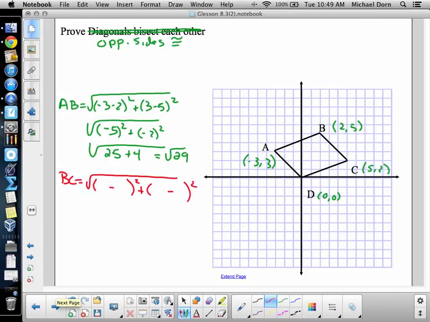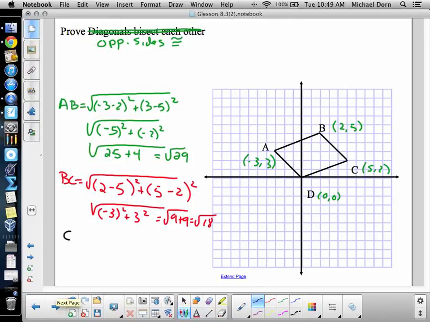For BC, my x's are 2 and 5. My y's are 5 and 2. That's negative 3 squared plus 3 squared, the square root of 9 plus 9, or the square root of 18. I don't need to simplify that because we're just going to find the other one anyway. It's the square root of 18. We're good.